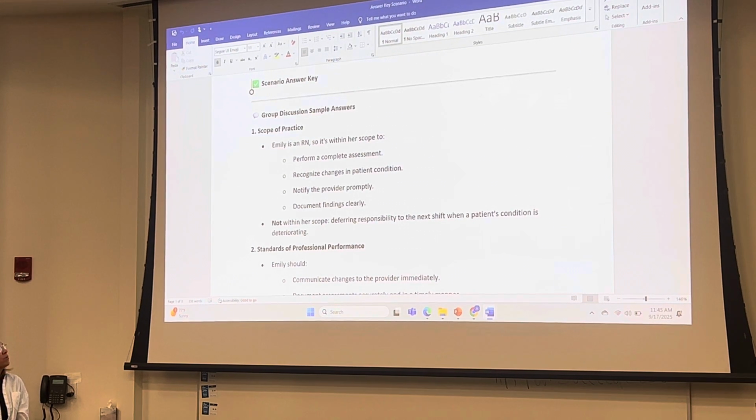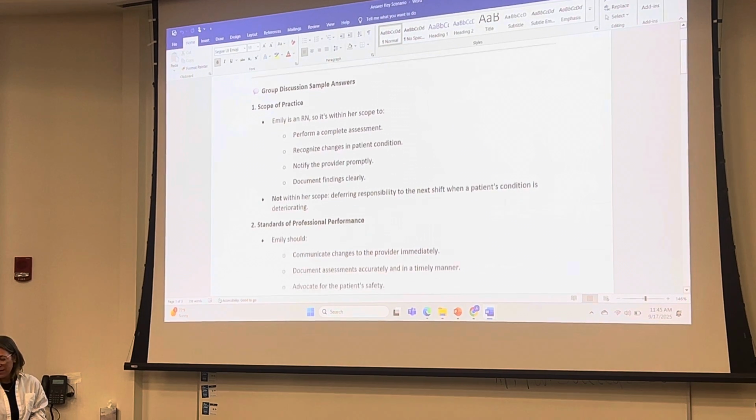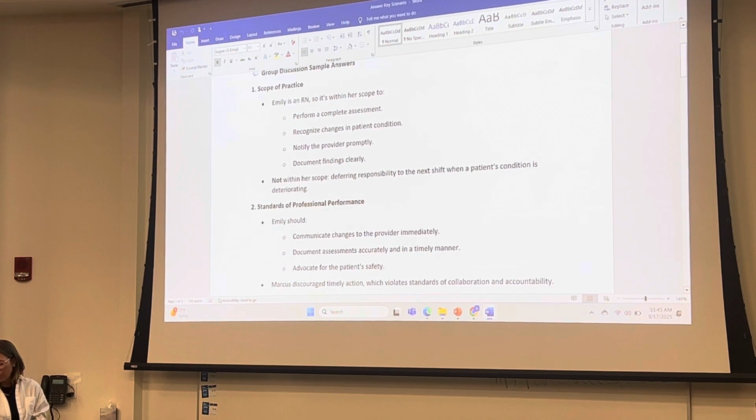Okay, so remember the first few points of our scope of practice are the nursing process, right? It was assessment, diagnosis, plan, implementation, evaluation. Okay, so it's just our responsibility to follow those steps. Okay, standards of professional performance then.